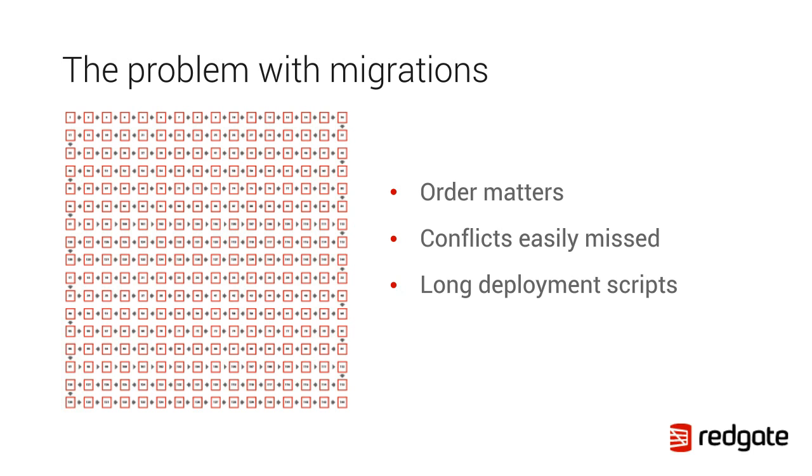And so because the order matters, and because if you're not careful you can easily miss these conflicts if you've got these two stored procedures being changed on different branches. The other problem is it can lead to a very long deployment script. So let's say we work in 2-week sprints, and at the end of the 2 weeks, we release our changes.